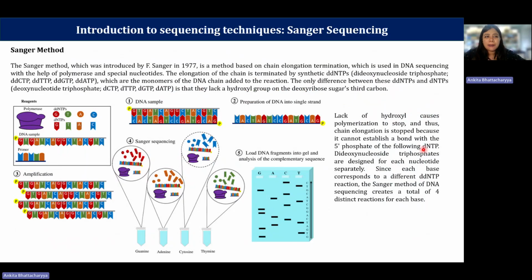It is such a simple but extremely interesting concept, whereby you basically terminate the process of chain elongation during polymerization, because you use a dideoxy NTP. Due to the lack of an OH group, extension cannot take place. The lack of the hydroxyl group causes the polymerization procedure to stop, and thus chain elongation is stopped. It cannot establish a bond with the 5' phosphate of the following dNTP.